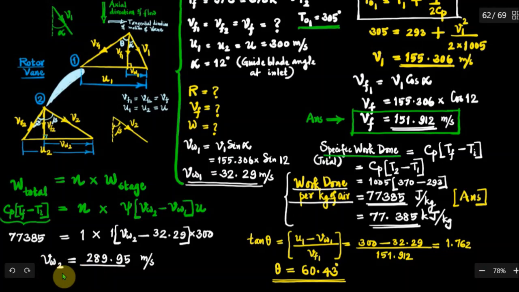The whirl component of velocity at outlet is also called the tangential component of flow velocity, the tangential component of absolute velocity of air. So the component of V2 in the direction of U2, that is VW2, is equal to 289.95 meter per second.